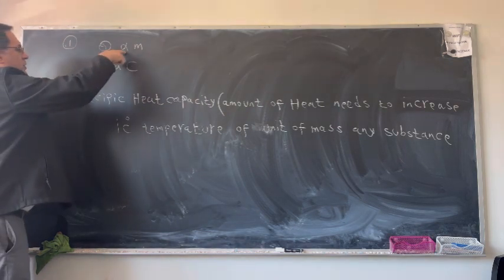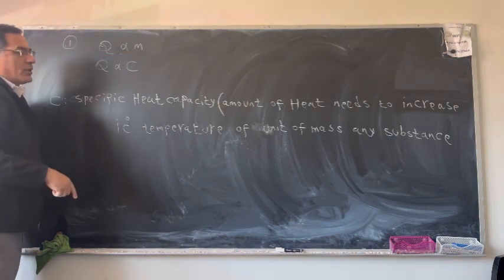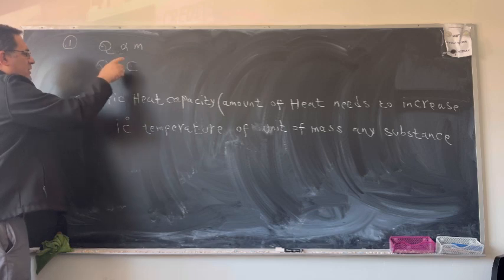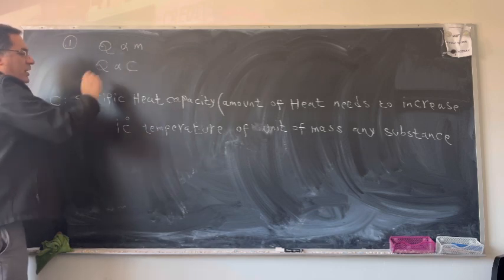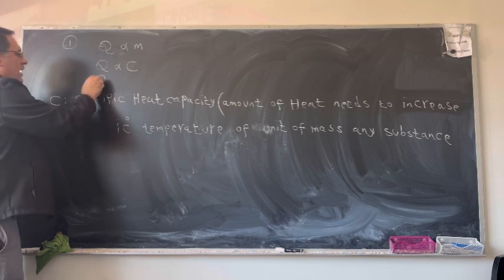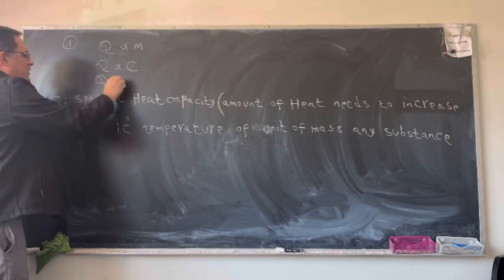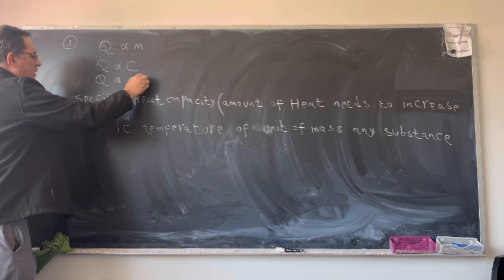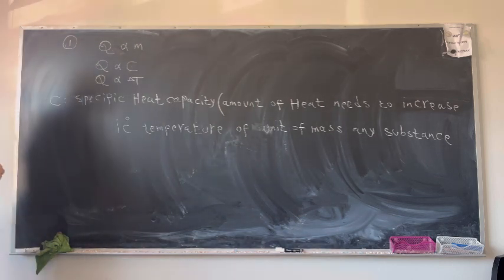The amount of heat has a direct proportional relationship with the amount of mass, and with the specific heat capacity, C. And the last one: the amount of heat has a direct proportional relationship with the change of temperature, which is final temperature minus initial temperature.